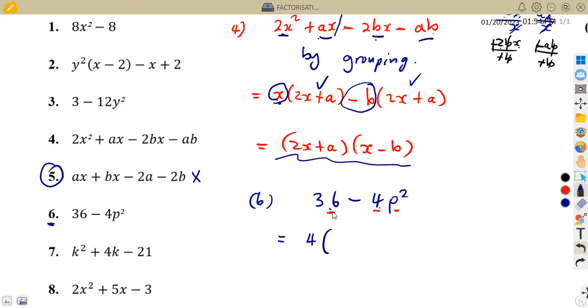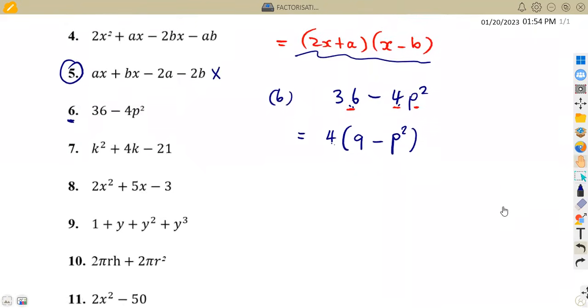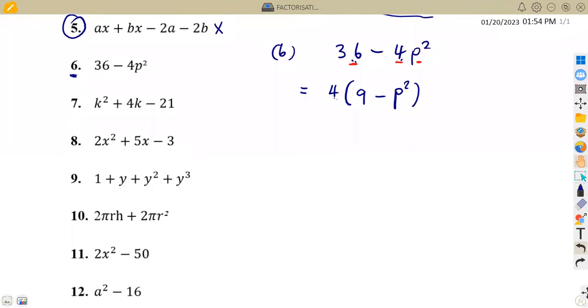So if I factor out 4, it's going to be 36 divided by 4, which is 9, minus 4 divided by 4, that's 1. So it's going to be 1p squared. But 1p squared, guys, is same as p squared. Okay, so that's one and the same thing. So on this part, yes, we can continue factorizing because that's a difference of two squares here. We've got a difference of two squares. 9 is a perfect square. So we're going to have 4 into 9 can be written as 3 squared minus p squared.